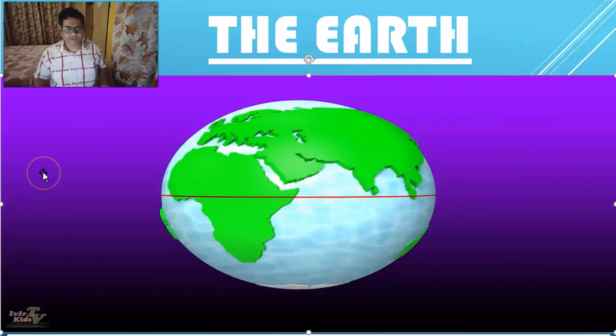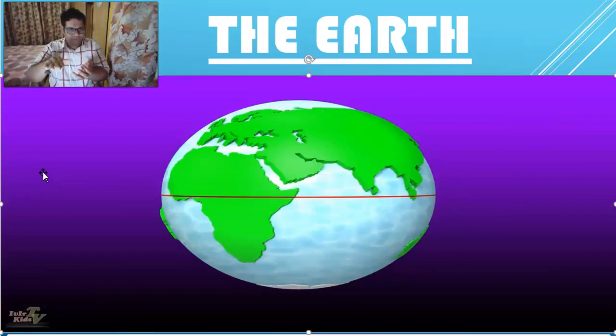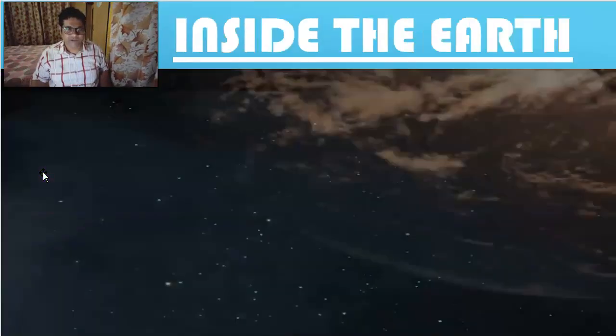So children, you have seen the Earth. It's round, and suppose we dissect it, how will it look inside? Let's look in this next video. Now let's watch a wonderful 3D animated video to see what's inside the Earth's layer.